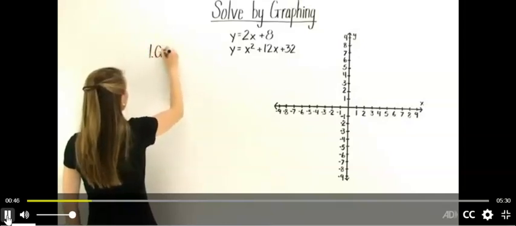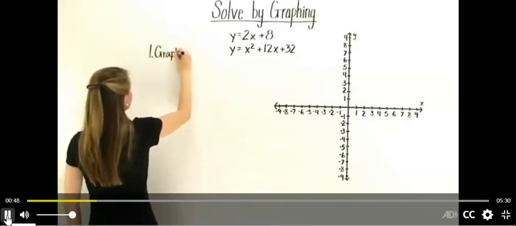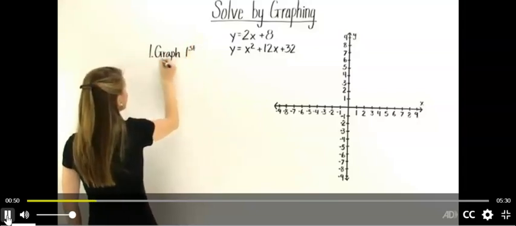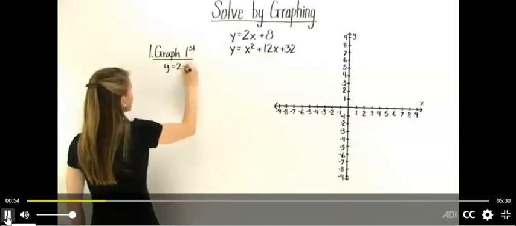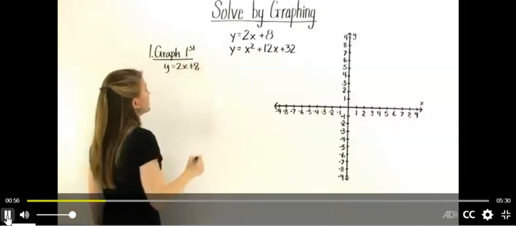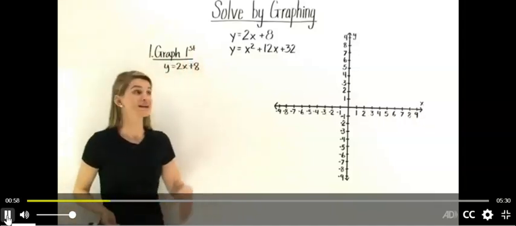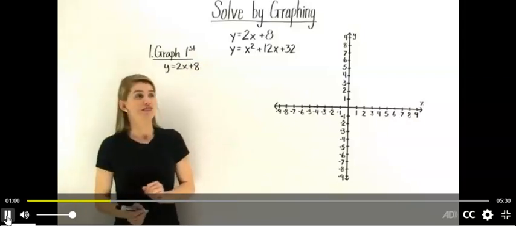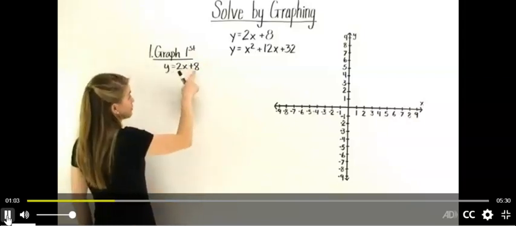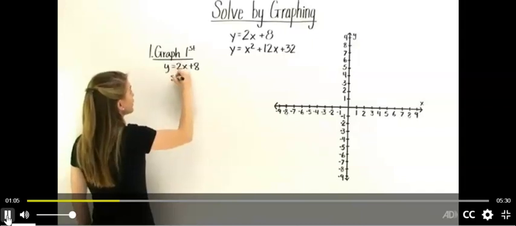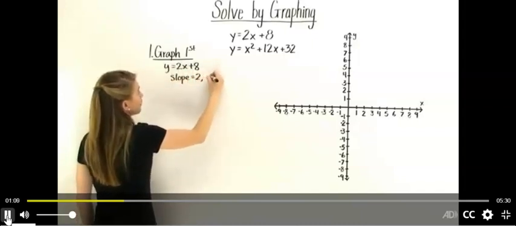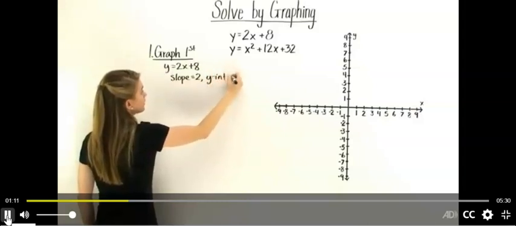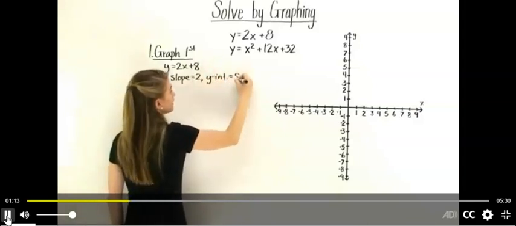So let's begin by graphing the first equation. That means we want to graph y is equal to 2x plus 8. We said this is a linear equation. And notice this is a linear equation written in slope-intercept form. That means we can easily identify the slope and the y-intercept. So the slope is equal to 2. And the y-intercept is equal to 8.